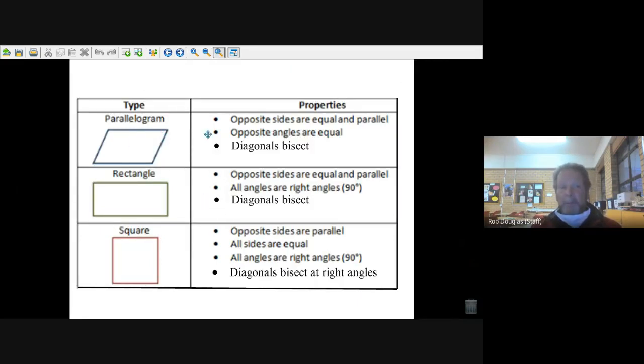A parallelogram's got two pairs of parallel sides that are equal to each other, and the opposite angles are equal to each other, and the diagonals cut each other into two equal pieces. The diagonals bisect. A rectangle's got all of those properties except there's 90 degrees in the corner. And a square has got all those properties, but the square has all the sides the same length, and all the angles being 90 degrees.